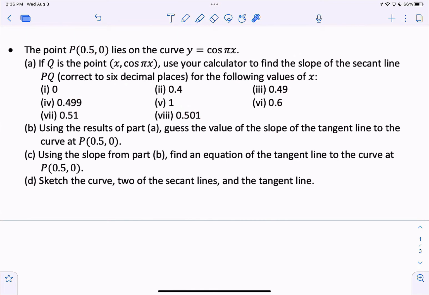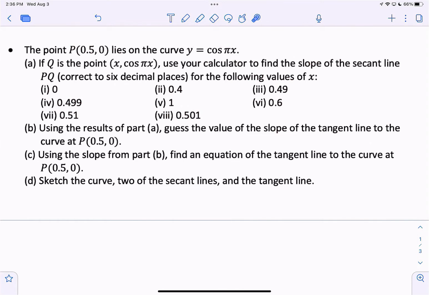In order to see how approximating slopes leads to the slope of a tangent line sometimes, we're going to consider the curve y equals the cosine of pi x. On this curve is the point (1/2, 0). You can check that on your own.